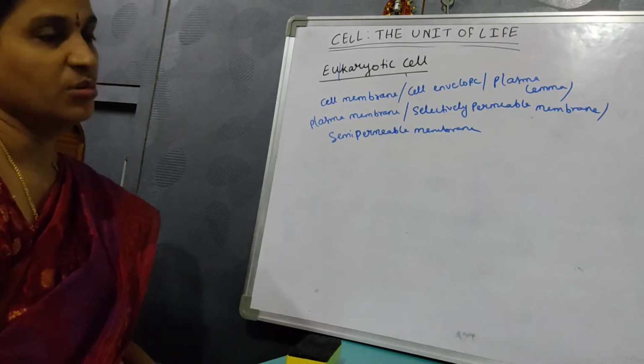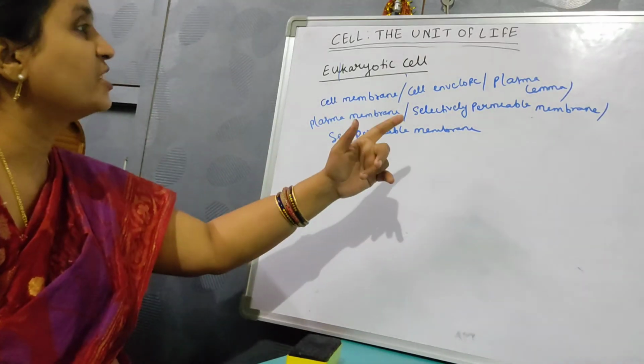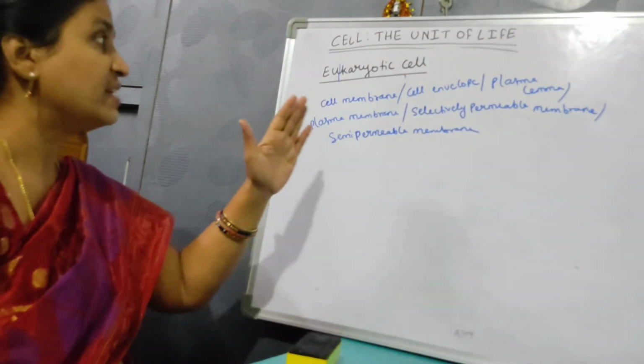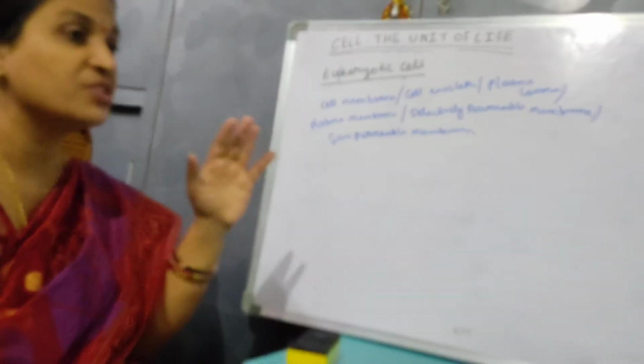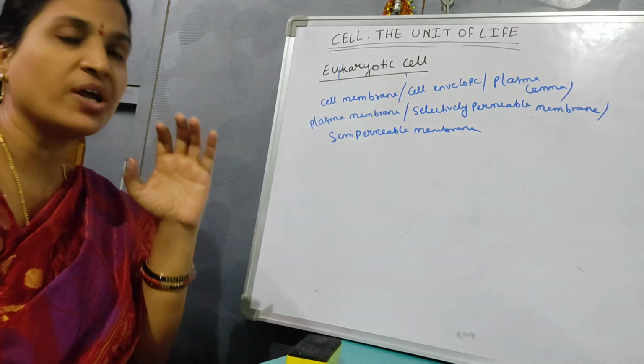So this is about the cell membrane. Different names of the cell membrane. Why is it called a selectively permeable membrane? The cell wall is permeable to all molecules, whereas this particular cell membrane is somewhat intelligent. It is going to allow only selective molecules, selective substances, to enter into the cell.